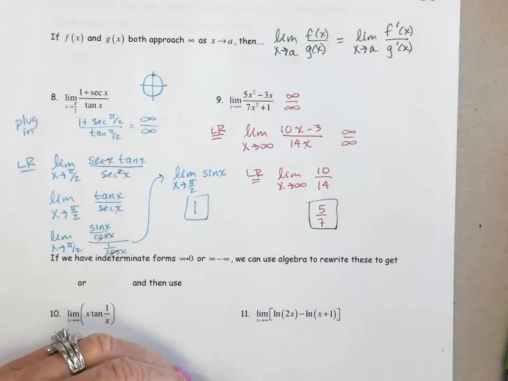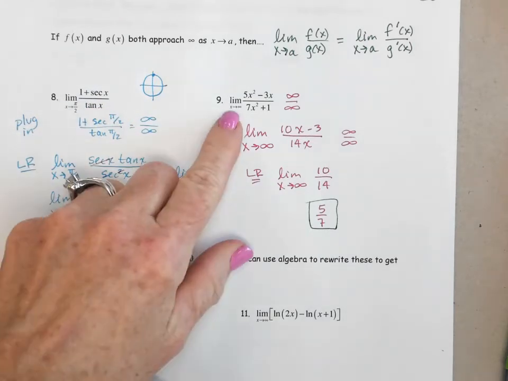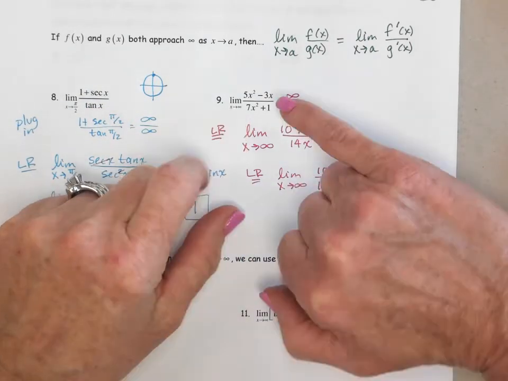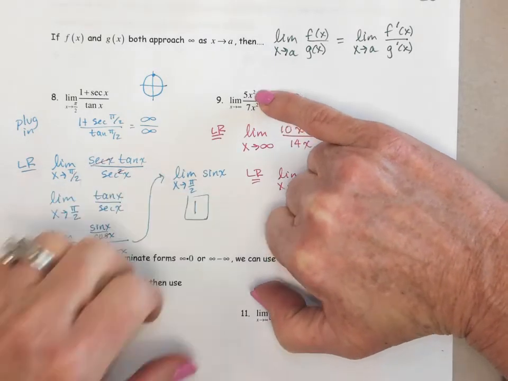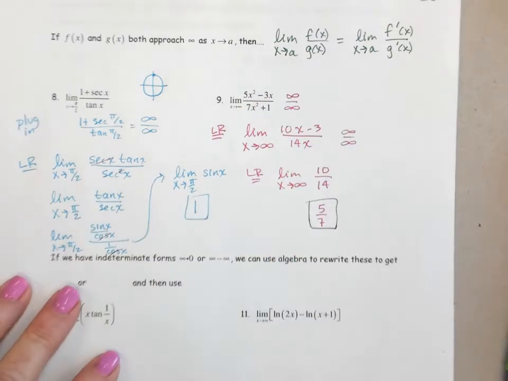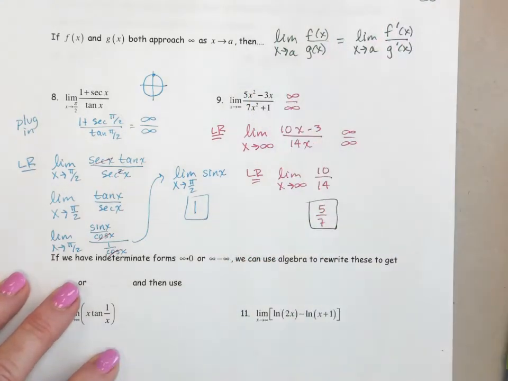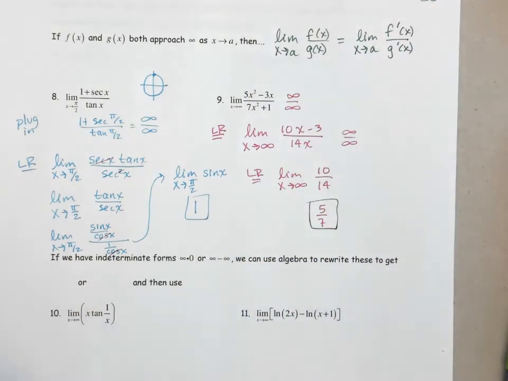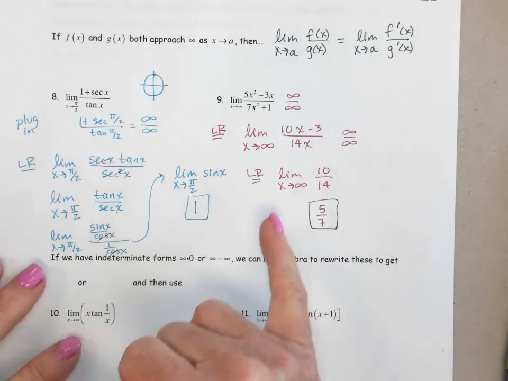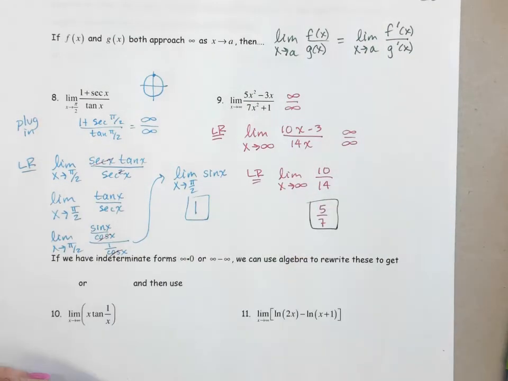Some of you may have noticed when we started this problem that we could have done this problem much easier than L'Hopital's rule. If you recognize that as x approaches infinity, when the degree of the numerator is exactly the same as the degree of the denominator, we can just take the fraction of the leading coefficients, which is 5/7. But if you forget that nifty little rule, then you can definitely use L'Hopital's rule. And the neat thing about math, once again, is that as long as you do mathematically valid procedures, you get the same answer every single time.